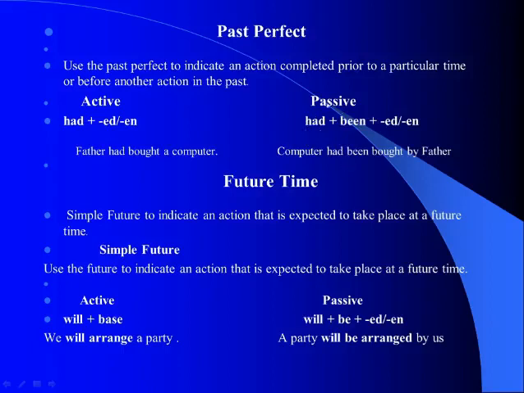The had doesn't have any difference, so we are always using had been. This will not change into has been or have been. Had will become had been. This is the rule of past perfect tense while we are changing into passive voice. Okay, future time. Most of the time we are using will, which will change into will be. We will arrange, a party will be arranged. We will change into us.